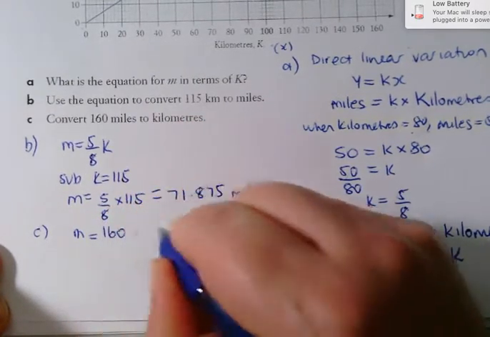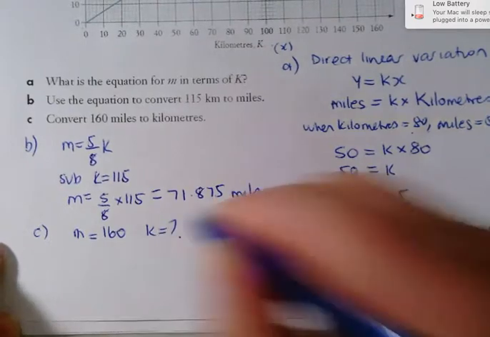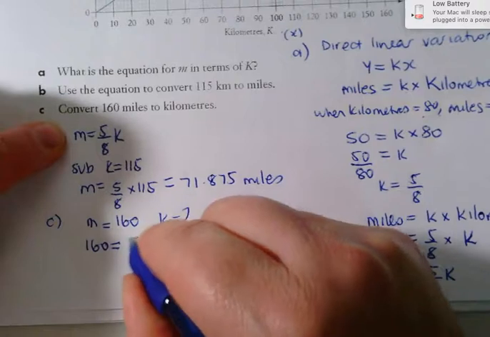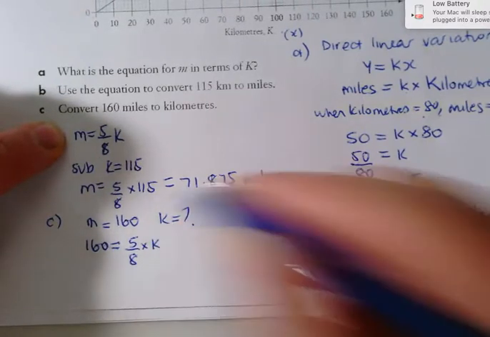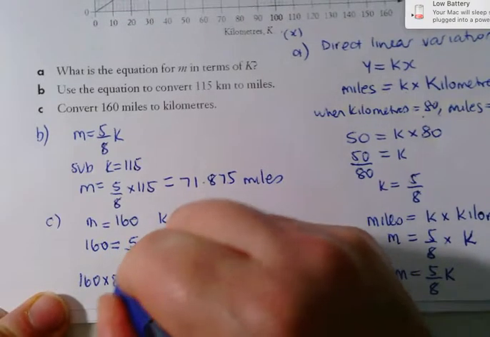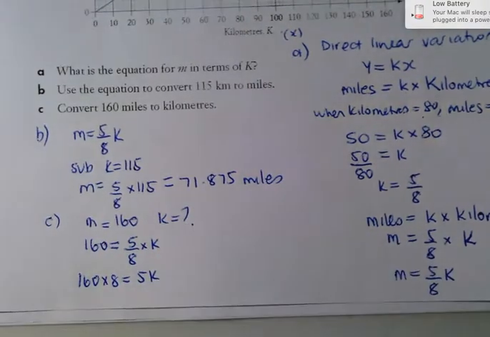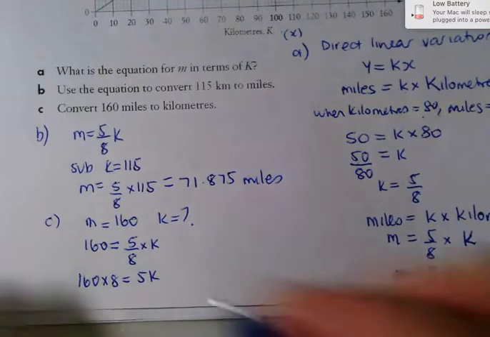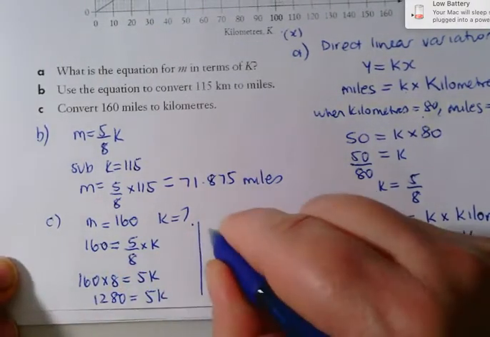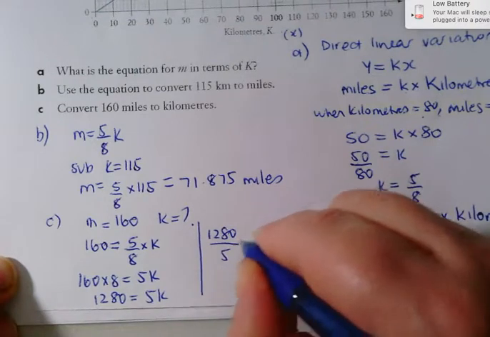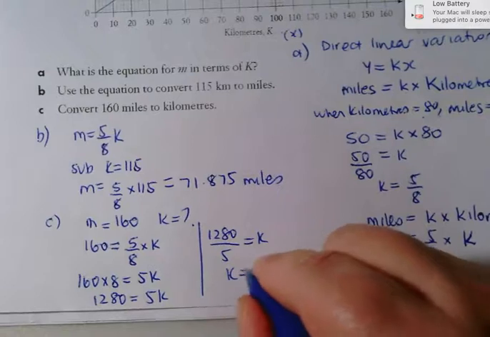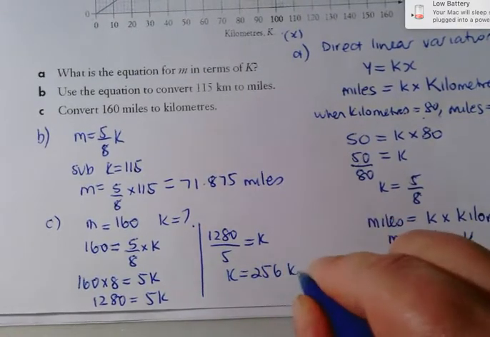So when m is 160, you have to find K, which is the question mark. So we get 160, using the equation, equals 5/8 times K. So multiplying by 8, we've got 160 times 8 equals 5K. So that's 1,280 equals 5K, which means that 1,280 divided by 5 equals K. So we get K is 256 kilometers.